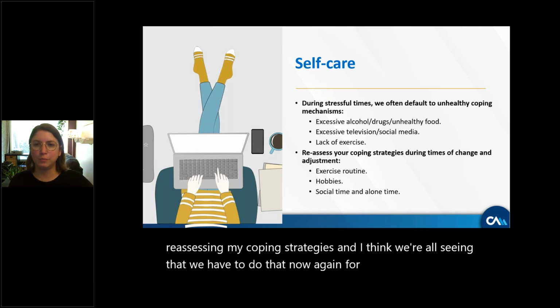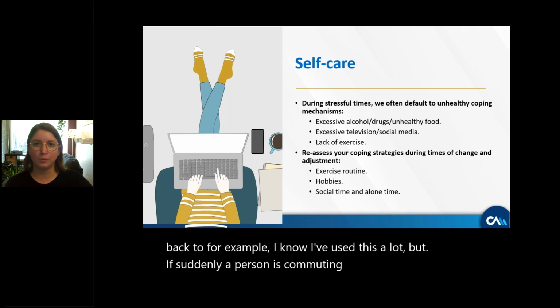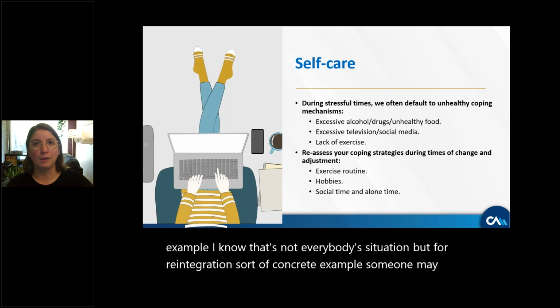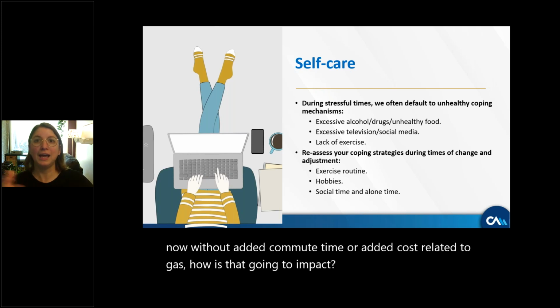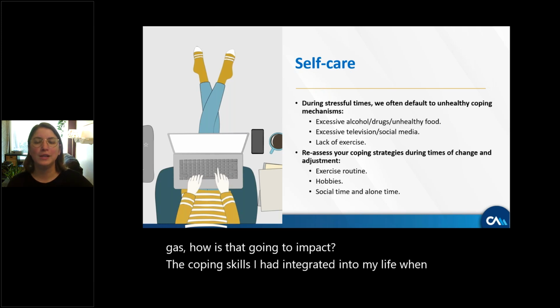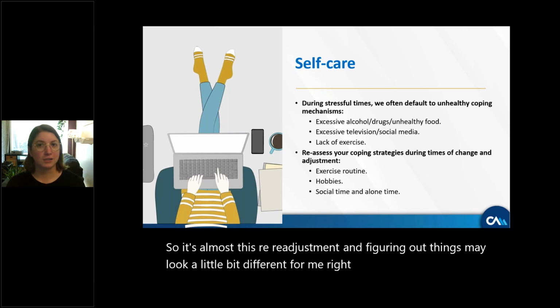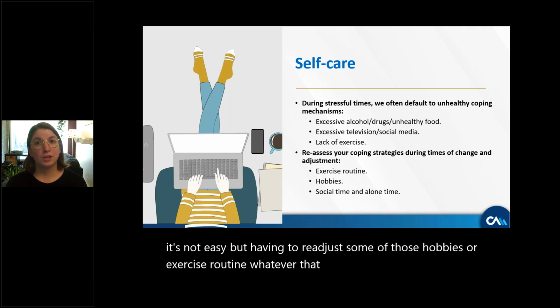Because back to, for example, I know I've used this a lot, but if suddenly a person is commuting back into the office, for example, I know that's not everybody's situation, but for a reintegration sort of concrete example, someone may think, now with that added commute time or added cost related to gas, how is that going to impact the coping skills I had integrated into my life when I was working from home? So it's almost this readjustment and figuring out, things may look a little bit different for me right now, and that's okay. I know it's not easy, but having to readjust some of those hobbies, our exercise routine, whatever that looks like. Cooking, that's another thing.